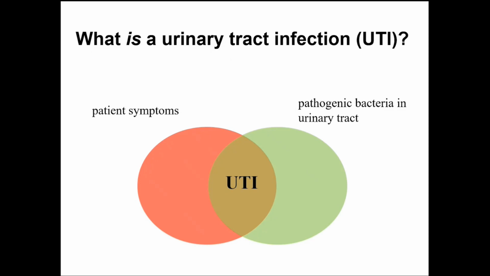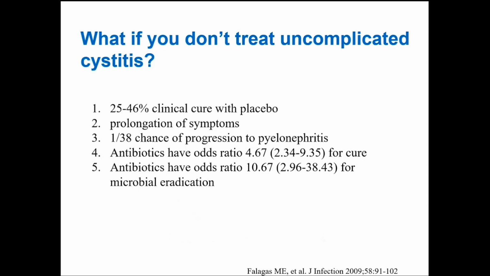So what is a urinary tract infection? I have described it in general terms, but here we should remember that a urinary tract infection consists of patient symptoms and pathogenic bacteria in the urinary tract, and that these two things together make up the clinical definition of a urinary tract infection. So we don't typically rely on laboratory identification alone, although if a patient is unable to report symptoms, that certainly informs our diagnosis.